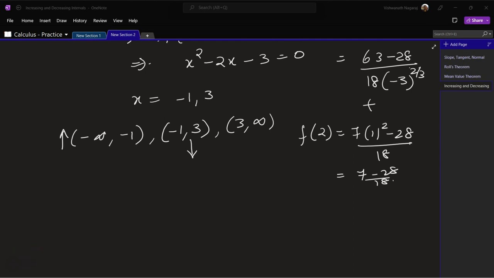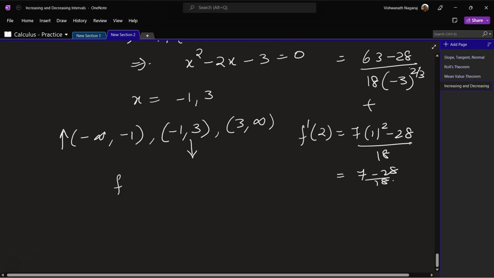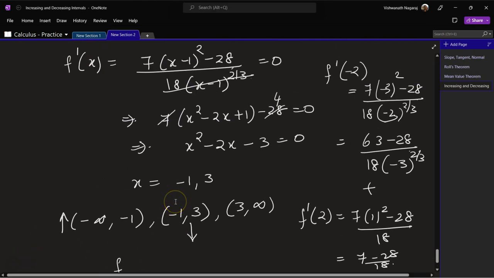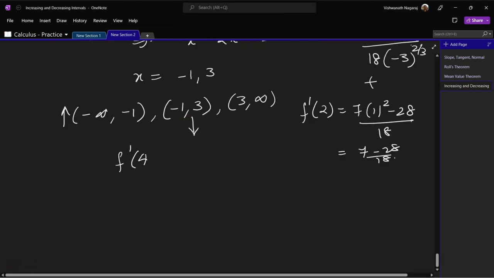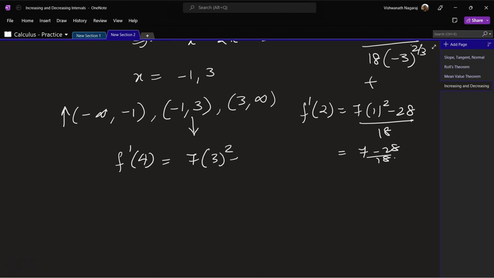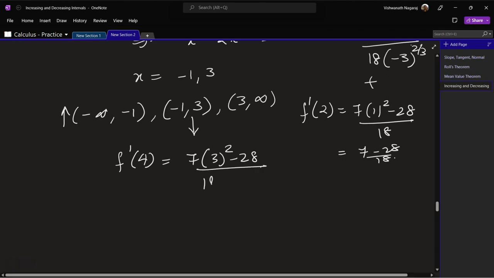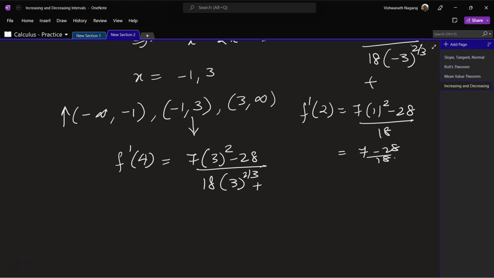For the third interval, let's take f prime of 4, which gives us 7 times (4 minus 1, that is 3) square minus 28 divided by 18 times (4 minus 1, that is 3) to the power of 2 by 3. Now here the denominator is positive, and the numerator is going to be 3 square is 9, 9 sevens 63, that is also going to be positive. So this is going to be increasing.